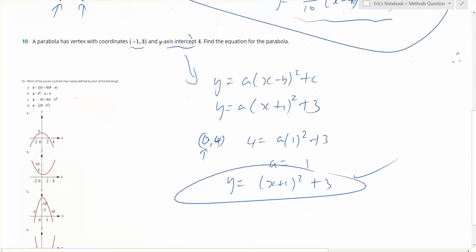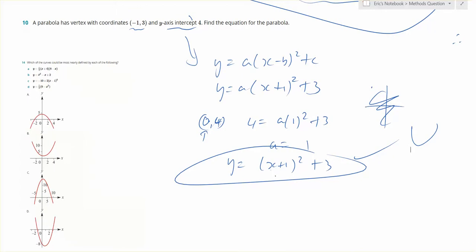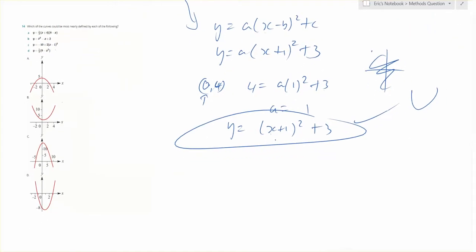Also, do a check. If you expand that, the x squared term will be positive. So the parabola will have that shape instead of that upside down shape. We don't have a graph to reference this with, so it doesn't matter here. But if there was a graph, it's always good to check whether your equation matches the graph.